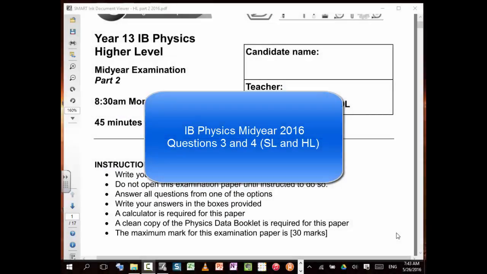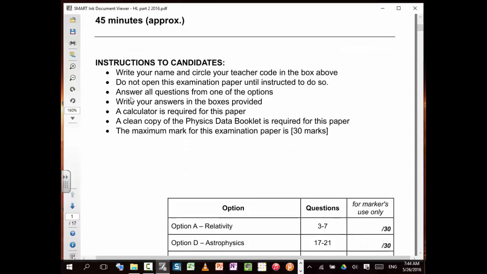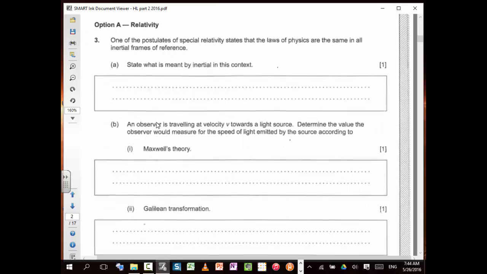Right, in this video I'm going to quickly go over the Year 13 IB Physics higher level relativity section of Part 2, but all of the standard level questions are in this as well. There's just some additional ones. Okay, so skip ahead to the first question.